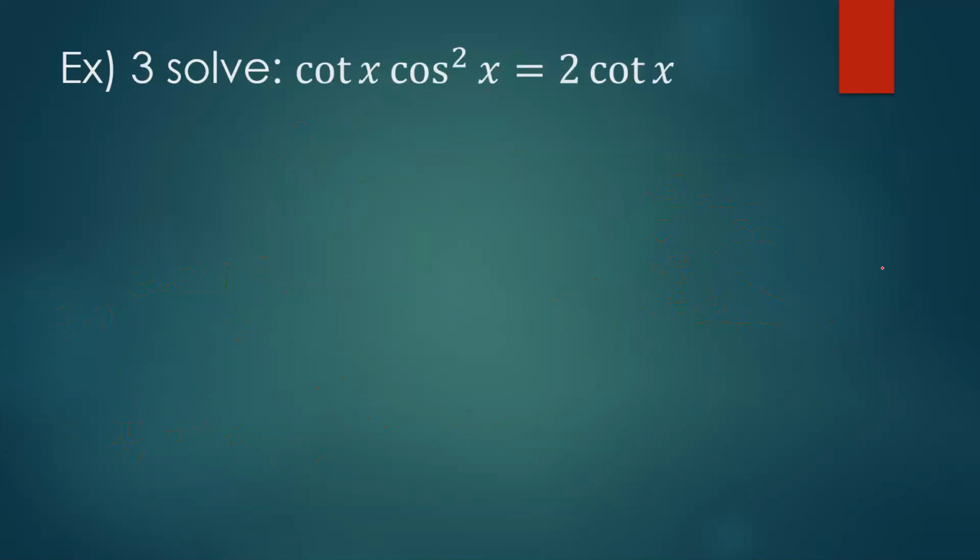Example 3. Solve cotan x cosine square x equals 2 cotan x. So what would I do first? I would get one side to 0. So I would subtract 2 cotan x on both sides, right?